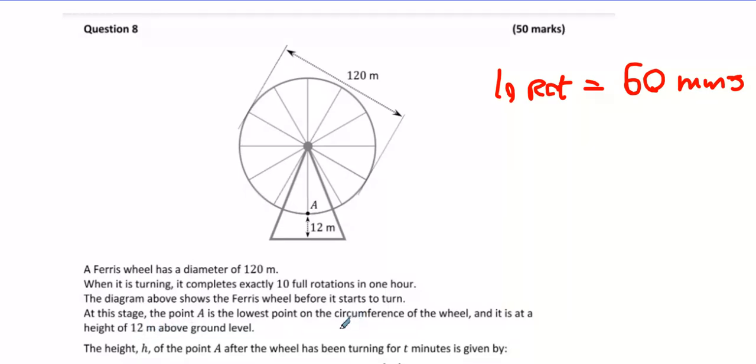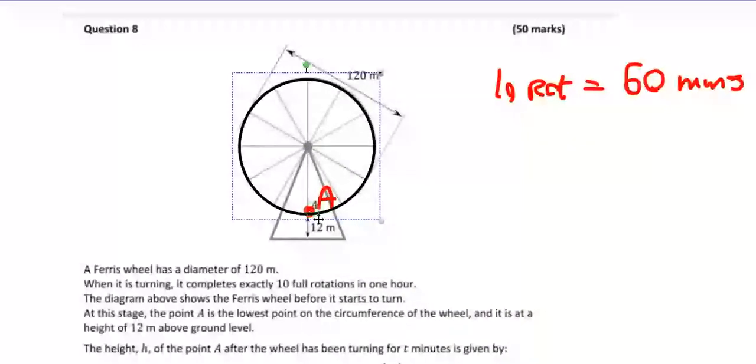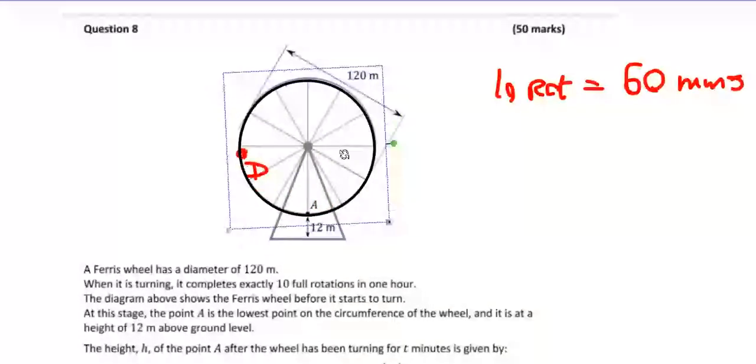At this stage, the point A is the lowest point. Everybody see point A on the graph? And as it rotates, it's going to rotate as well. Does that make sense? That its height is constantly going to change. So I'll give A, and then I'm going to do this. Okay. What should happen is that A is going to go up and down.